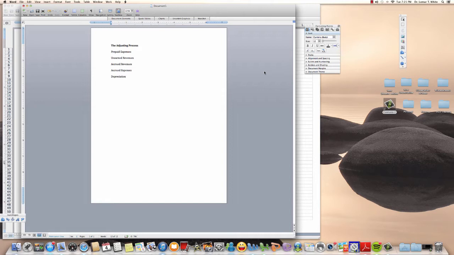And under this adjusting process, we're looking at 5 main things: prepaid expenses, unearned revenues, accrued revenues, accrued expenses, and depreciation. And I'm going to explain what each of these means. I'm going to give you some examples, and we're going to record them in our accounting records.